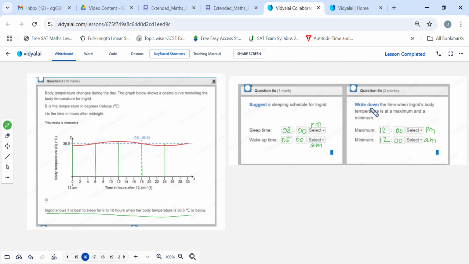Now B part is to write down the time when Ingrid's body temperature is at maximum and minimum. From the graph it is clear that her body temperature is maximum at 12 p.m. and minimum at 12 a.m., which is also the same as 24 hours after midnight. So maximum body temperature is shown at 12 p.m. and minimum body temperature is shown at 12 a.m.